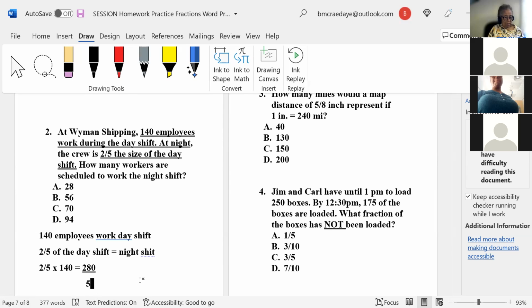And what's 280 divided by 5, Mercedes? 48. 280 divided by 5. Oh, sorry. I'm really asking 280 divided by 5. 56. So what answer is that? Definitely B. That's right. Answer B.